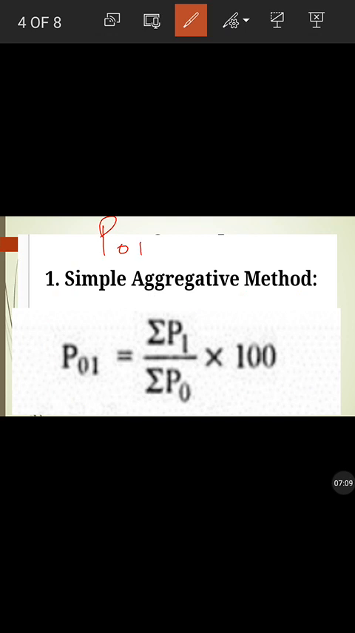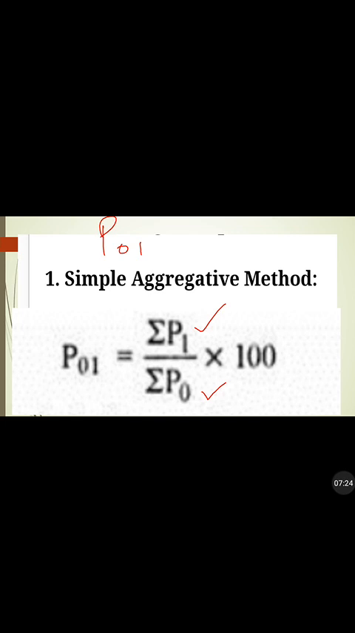So here the formula is P01 is equal to summation P1 divided by summation P0 into 100. This is the formula for calculating the simple aggregate method. Now let us move on to a problem.